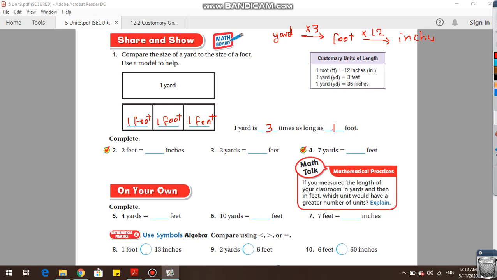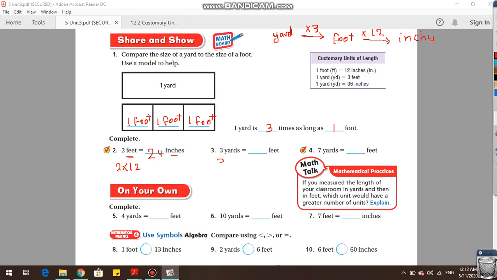Now, how am I gonna use this to complete and compare between different units? Okay, first of all, you have to write this in your book. It's very important. Why? Here he wants me to convert from feet to inches. I'm gonna look at here. From foot to inch, I'm gonna multiply by 12. So I'm gonna say 2 times 12 equals 24. Now here, 3 yards to feet. If I want to convert from yard to foot, I'm gonna multiply by 3.